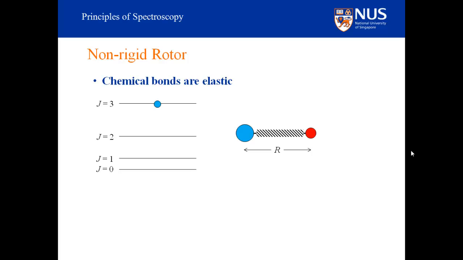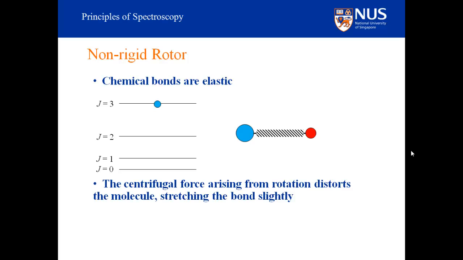So the centrifugal force arising from distortion distorts the molecule, stretching the bond slightly. As the rate of rotation increases, the bond length increases, the moment of inertia increases, and so the rotational constant decreases.